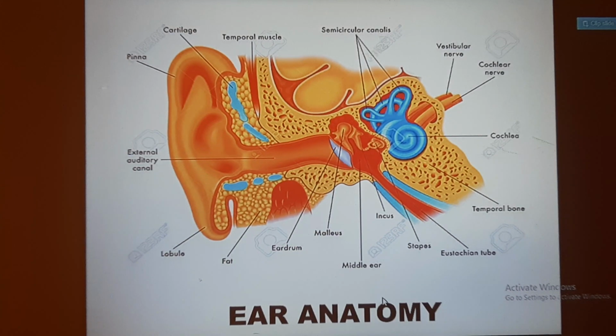I'll be teaching you Medical Surgical 2. In Medical Surgical 2, the first chapter is ENT. ENT is ear, nose and throat. I'll be teaching particularly about the diseases which come under these topics. And first I'll start with the ear.